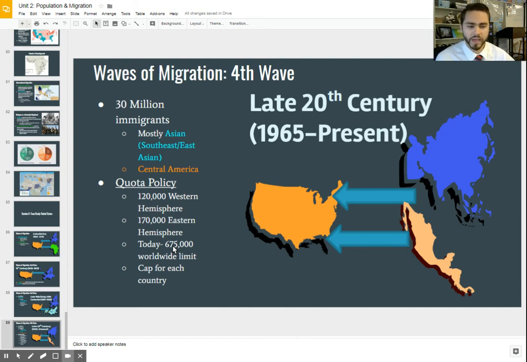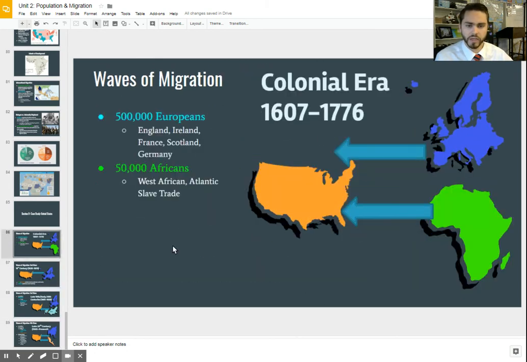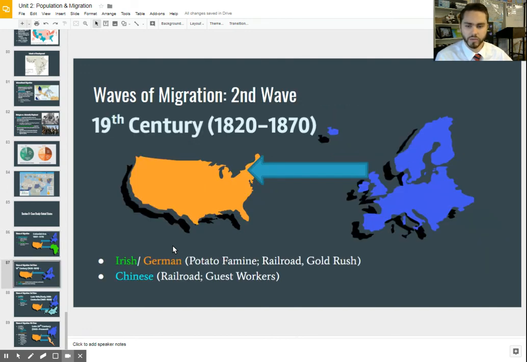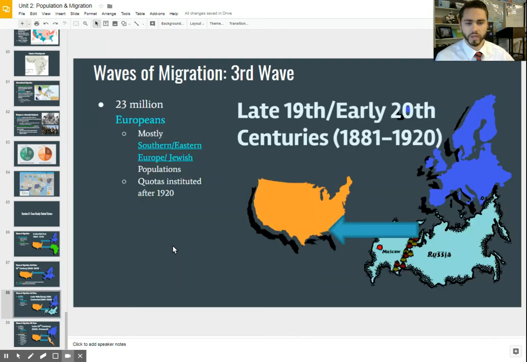So that's kind of the 4 waves of migration that we see there. Again, let's go through it real quick. First wave, our colonial era, mostly Western Europeans and Africans coming through the slave trade. Second wave, 19th century. All right, we're seeing a large amount of Irish because of the potato famine and Chinese guest workers, and both of those groups are coming to work on the railroad and help with the gold rush, this land of economic opportunity. We're now seeing in the third wave, the late 19th, early 20th century, mostly Eastern and Southern Europeans, mainly Italians, Russians, and many Jewish migrants coming into the country.